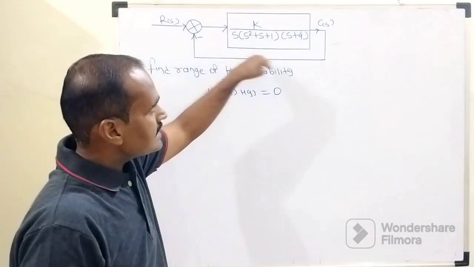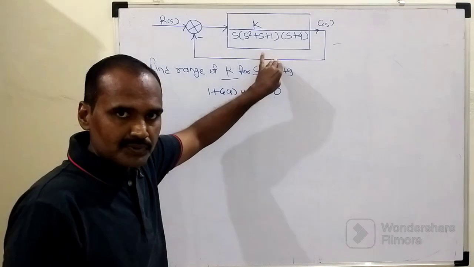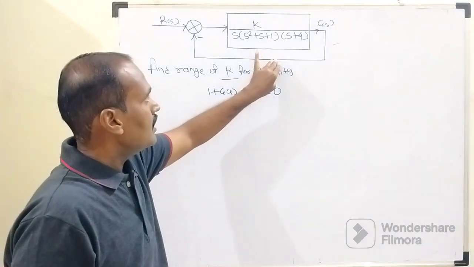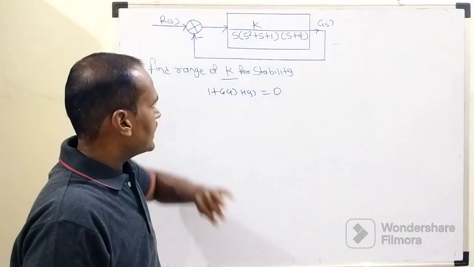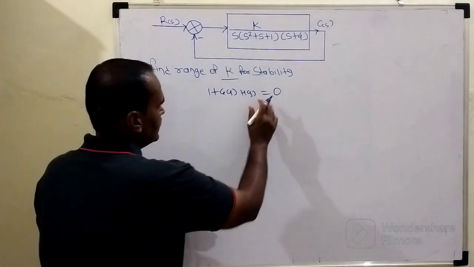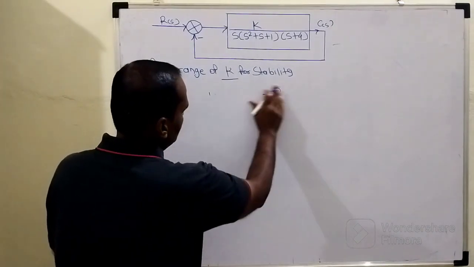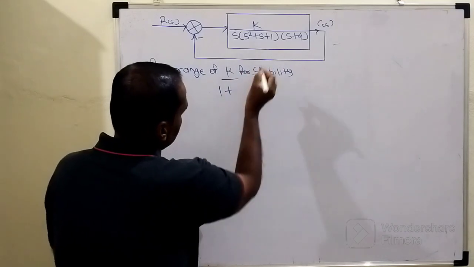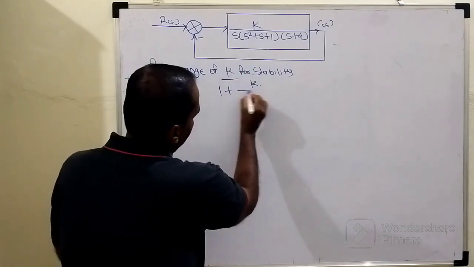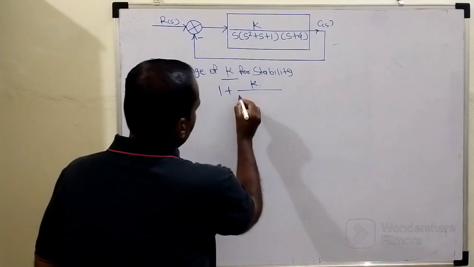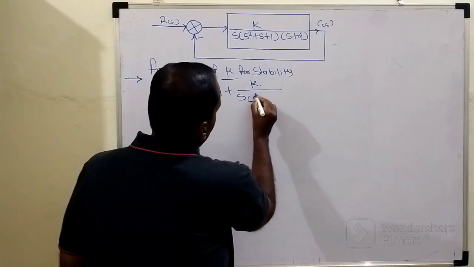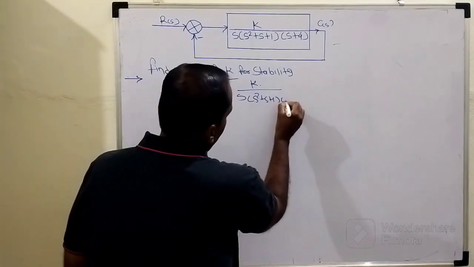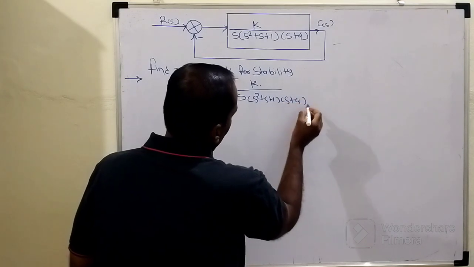Here h of s is exactly equal to how much? As it is a unity gain feedback, h equals 1. So we need to rewrite this numerator in this way, 1 plus g of s into h of s. So it will become 1 plus this whole term, which is written within this rectangular box, k divided by s into s square plus s plus 1 into s plus 4, right?